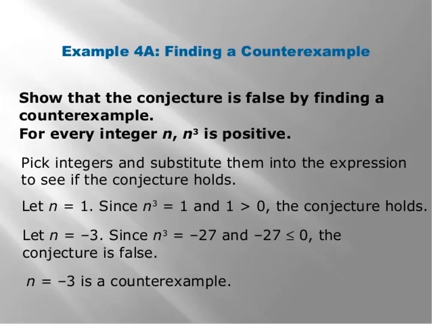Okay, for example, if we replace n equal to 1, we got n to the power of 3 is 1, so 1 is greater than 0. Okay, this is true. If we replace n equal to minus 3, we got n to the power of 3 is minus 27. Minus 27 is less than 0. This becomes false. So n equal to minus 3 is a counterexample.